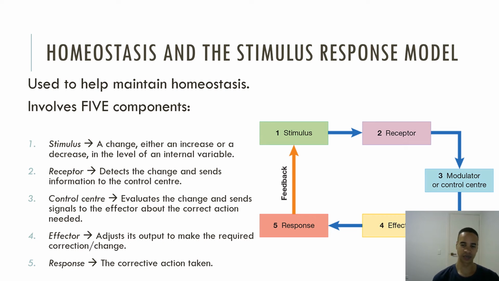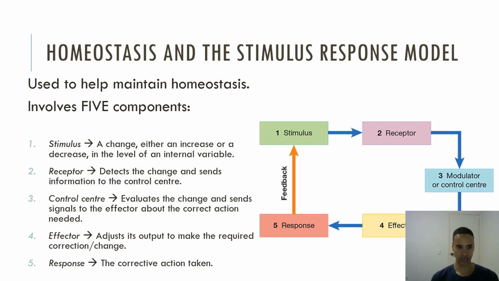Then we have a receptor. So this is the part of the body that actually detects the stimulus. So in temperature, it might be a thermoreceptor cell, a cell that can detect a change in temperature. And then the receptor sends a message to a control center. Usually this will be in the nervous system, often the hypothalamus. And the control center will then make a decision, okay, we need to do something, and it'll send a nervous impulse to an effector.